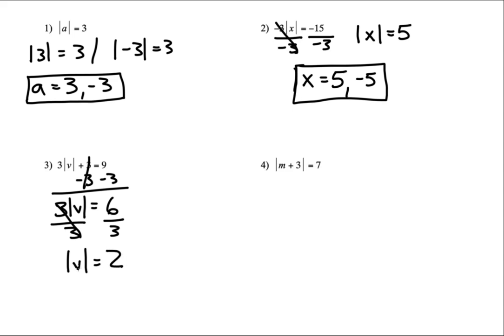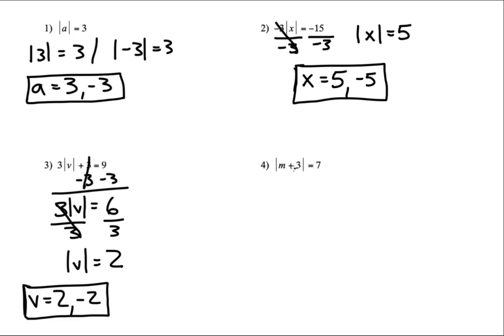And so what could v be? Well, if v was equal to 2, then the absolute value would be 2. Or, of course, v could also be equal to -2. So if v is equal to either 2 or -2, that will get me the correct answer here.